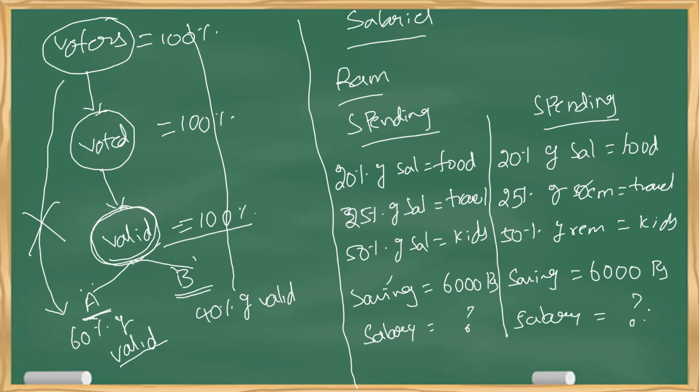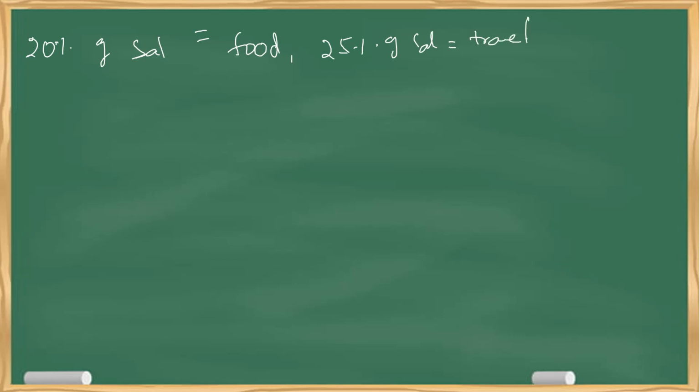These two questions look very, very similar, but the answers are not the same. This salary is different from this salary. Now what is the main difference here? Now take the first example, that is 20% of salary on food, 25% of salary on travel, 50% of salary on kids.